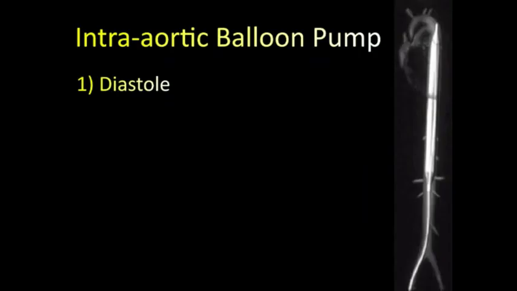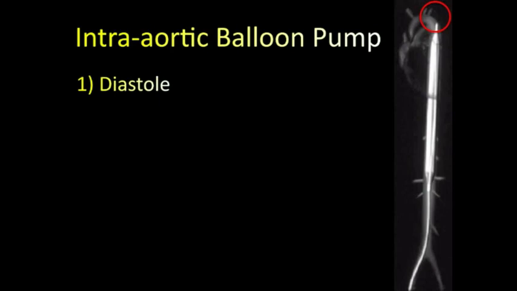And here we have an image of a balloon pump properly positioned in the descending aorta. This is a polyethylene balloon mounted on a catheter, and hopefully you can see the tip, which comes close to the subclavian artery, within about 2 centimeters of the left subclavian artery.